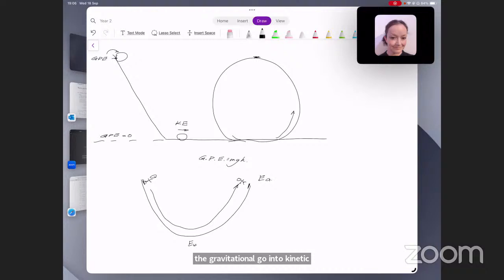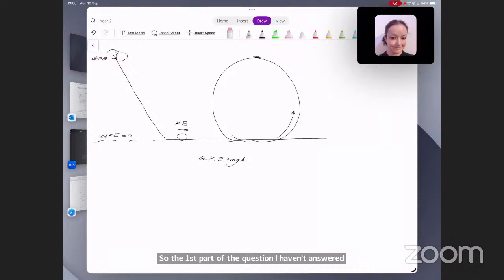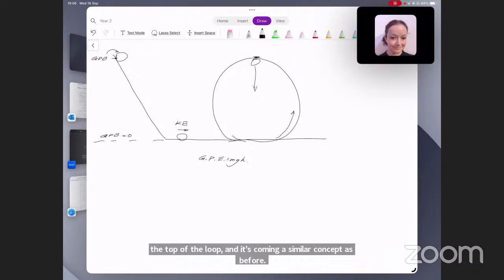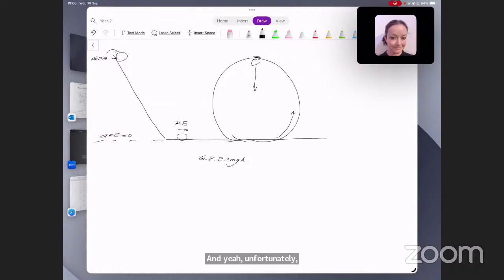So the first part of the question I haven't answered yet is, would the car make it around safely? The answer is no, because if it has 0 velocity at the top of the loop, it's a similar concept as before, it will just fall down. Unfortunately, that toy car cannot make it around. Moving on to question part B.